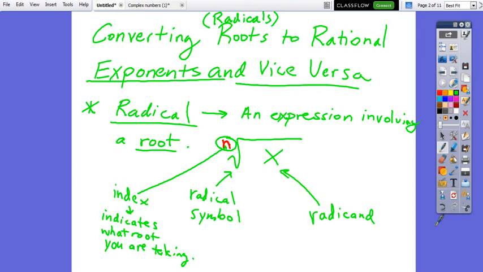For square root, we don't put a number there. It's understood to be a 2. For every number greater than 2, though, you have a 3, 4, 5, 6, whatever. It could be 19, could be 1,000th root, whatever. We usually put an n to represent the index. All right, questions about that?